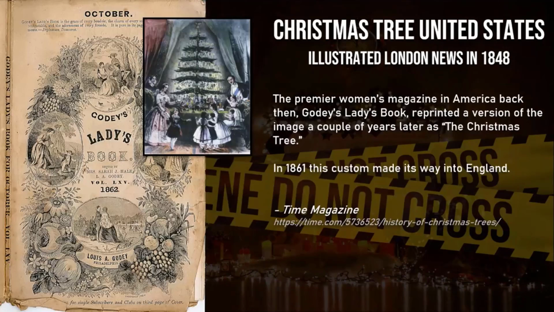Christmas in the United States. The premier women's magazine in America back then was called Godey's Lady's Book, which reprinted a version of the image a couple of years later as the Christmas tree. So the same image that was published in the Illustrated London News in 1848 made its way a couple of years later into a very popular North American magazine, Godey's Lady's Book. And this is how Christmas started to be celebrated, or at least with a tree, in North America. In 1861, this custom made its way to England. So England was one of the last places to have Christmas trees.